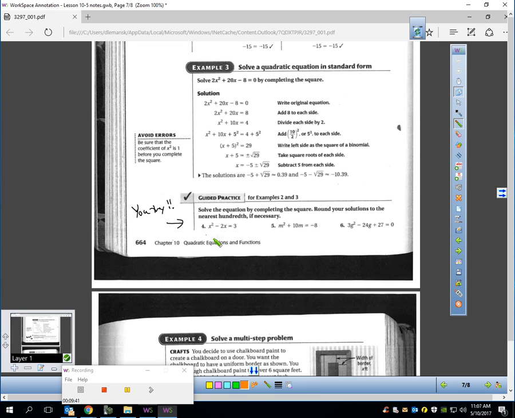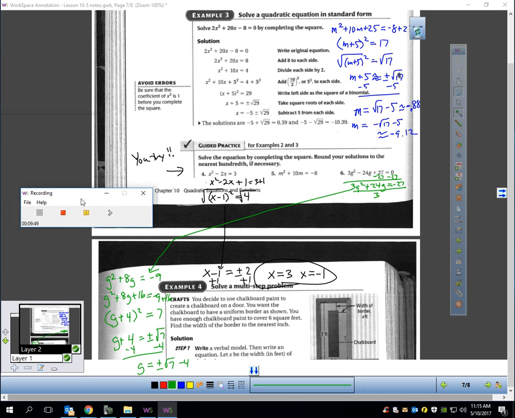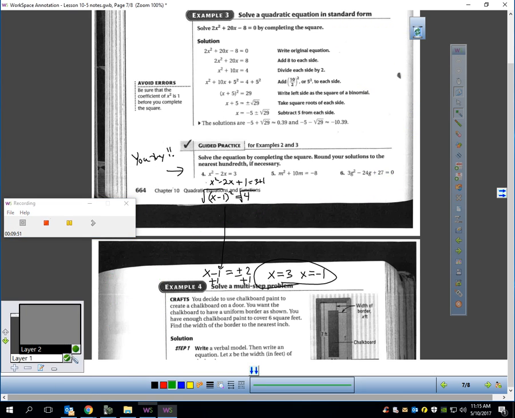Let's have you try. Pause the video and try these three real quick. Okay, I'm back. This first question, we've got to complete our square. Take negative 2, divide by 2, which is negative 1, and square that. That's positive 1. Make sure you add 1 to each side.